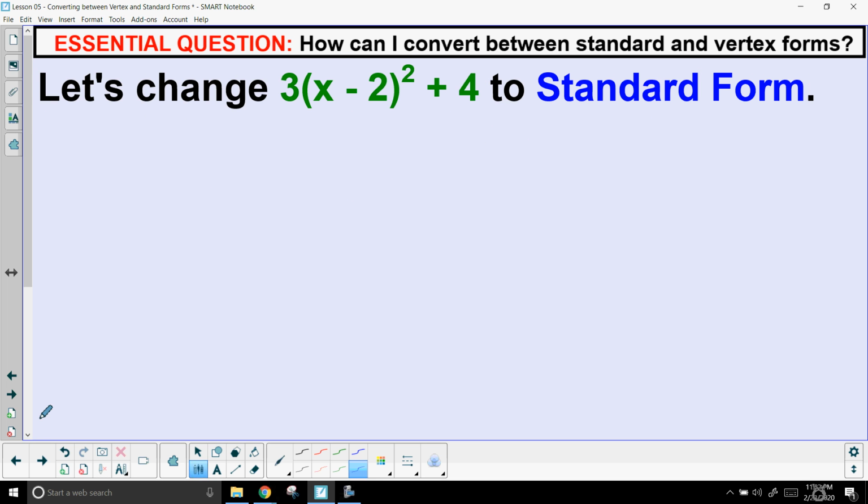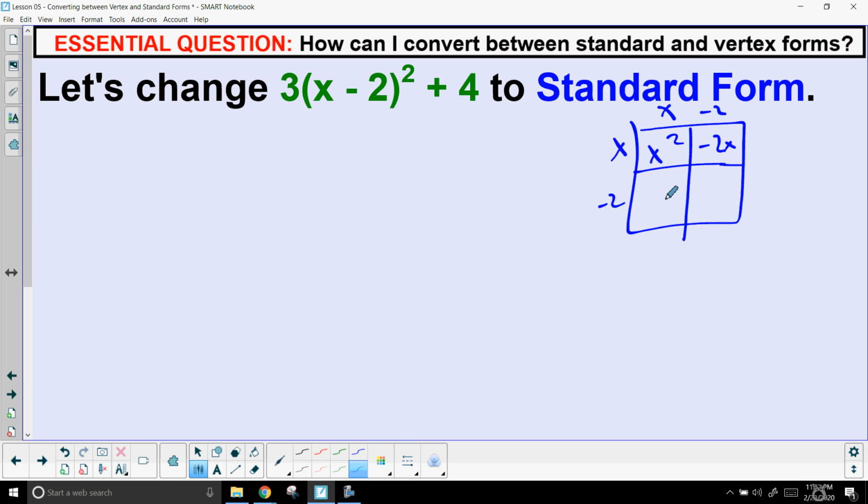So, let's convert this vertex form to standard form. Okay? Guys, just follow the order of operations. You may want to dig deep and go back to your Punnett square idea, but we need to do this polynomial first. So x negative 2, x negative 2. I'm doing this because remember it's squared. X squared, negative 2x, negative 2x, 4. So x squared minus 4x plus 4.